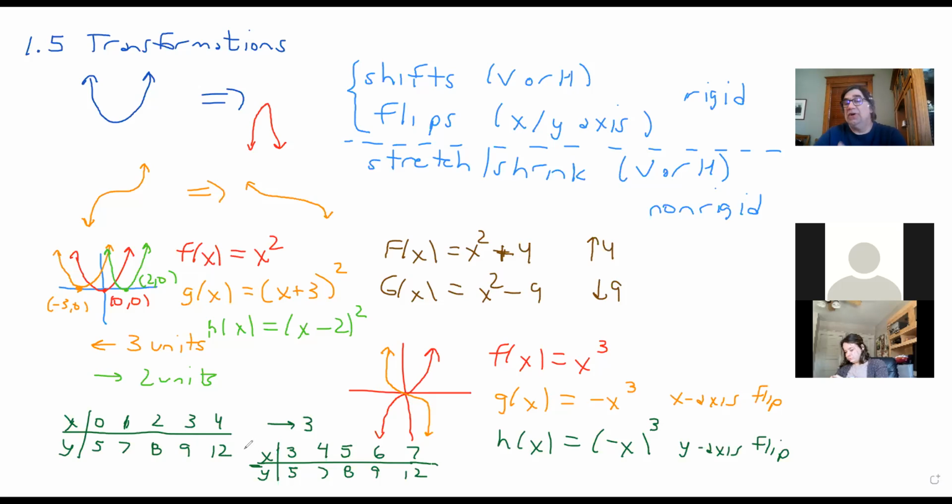5, 7, 8, 9, 12, I just made them up. It still satisfies the definition of a function. So the ones in which we can go back and forth between the different representations are probably more useful to us, but you still want to be ready for these other ones.